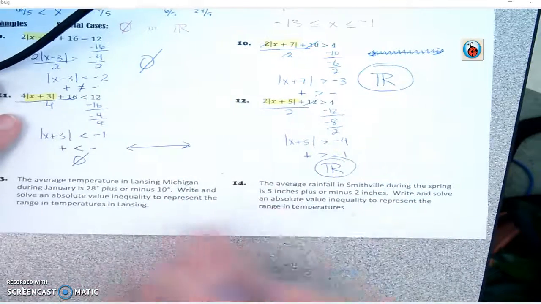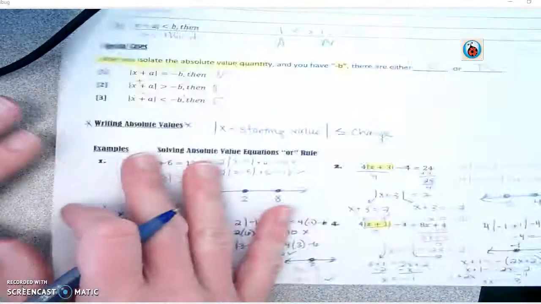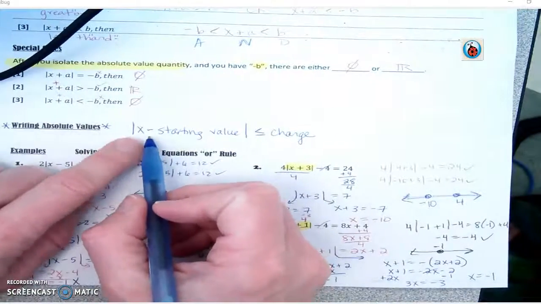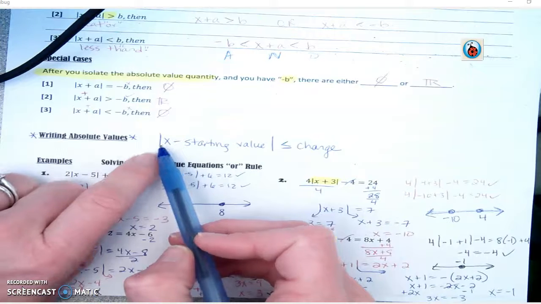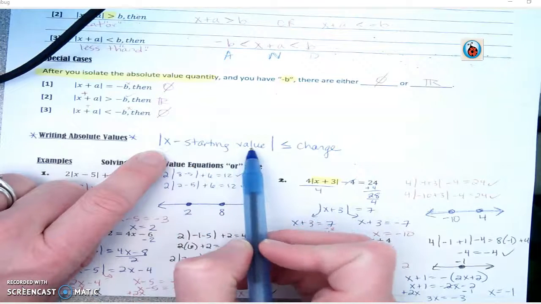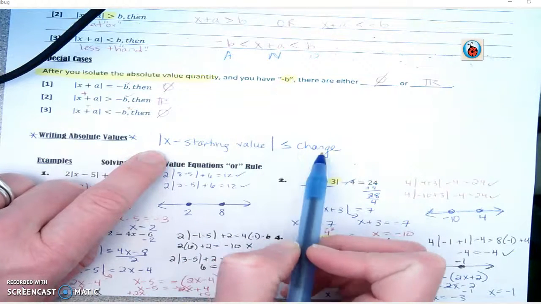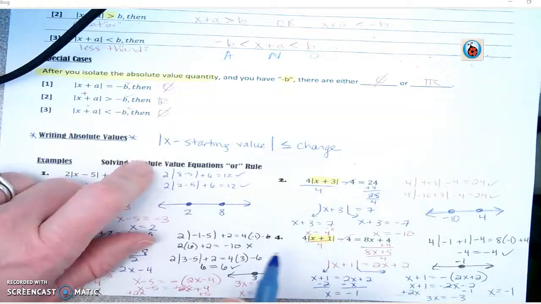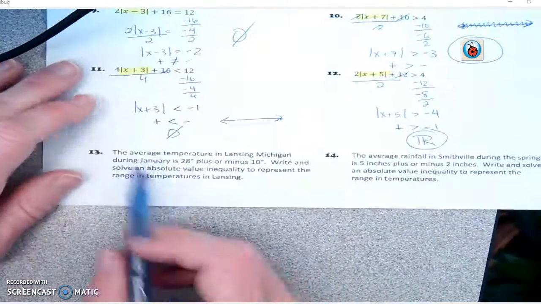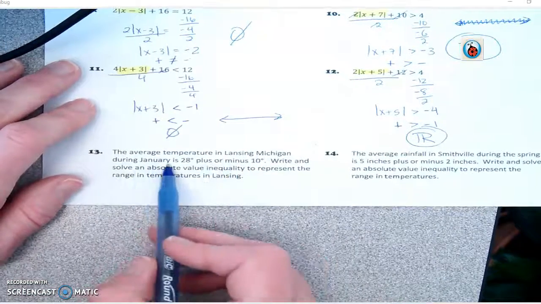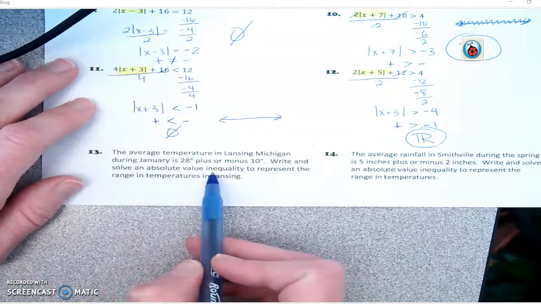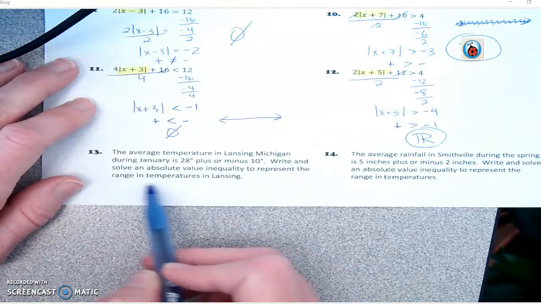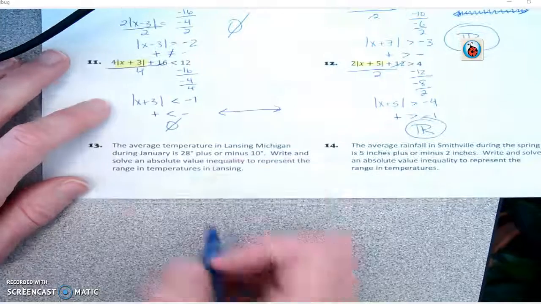All right, our last bit is 2 word problems. So on the front of your notes, we did not write down what to do for word problems. So when you're writing absolute values, it's the absolute value of x minus the starting value less than or equal to the change. All right, so let's do an example so that'll make a little bit more sense. The average temperature in Lansing, Michigan during January is 28 degrees plus or minus 10 degrees. Write and solve an absolute value inequality to represent the range in temperatures in Lansing.